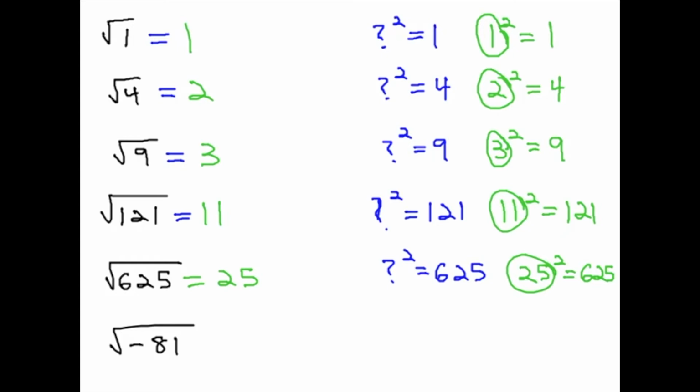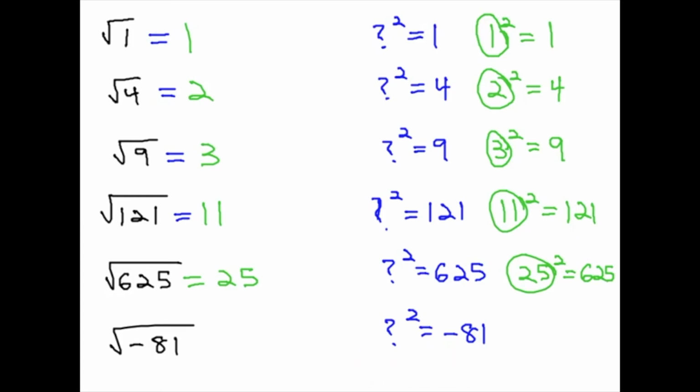Another interesting problem to look at is the square root of negative 81. What squared will give us negative 81? There is a tendency for students to say that must be negative 9 squared to give us the negative 81. But be careful, when we square a negative, the answer is positive, not negative. So this won't work. It turns out that there is no real number that when we square it, we get a negative result.